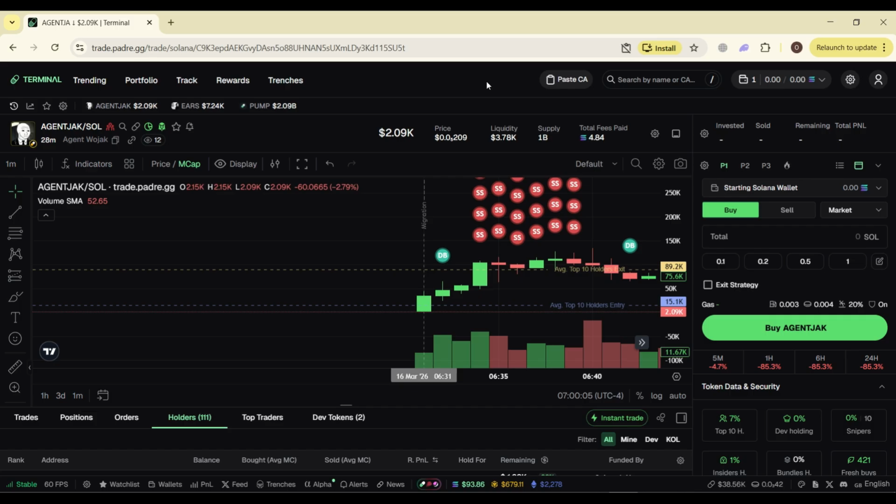So if your trades sometimes feel slow or fail during busy market moments, the issue might not be your strategy. It could be the RPC connection your trading terminal is using. In this video, I will show you what custom RPC nodes are and how they can help improve transaction performance.